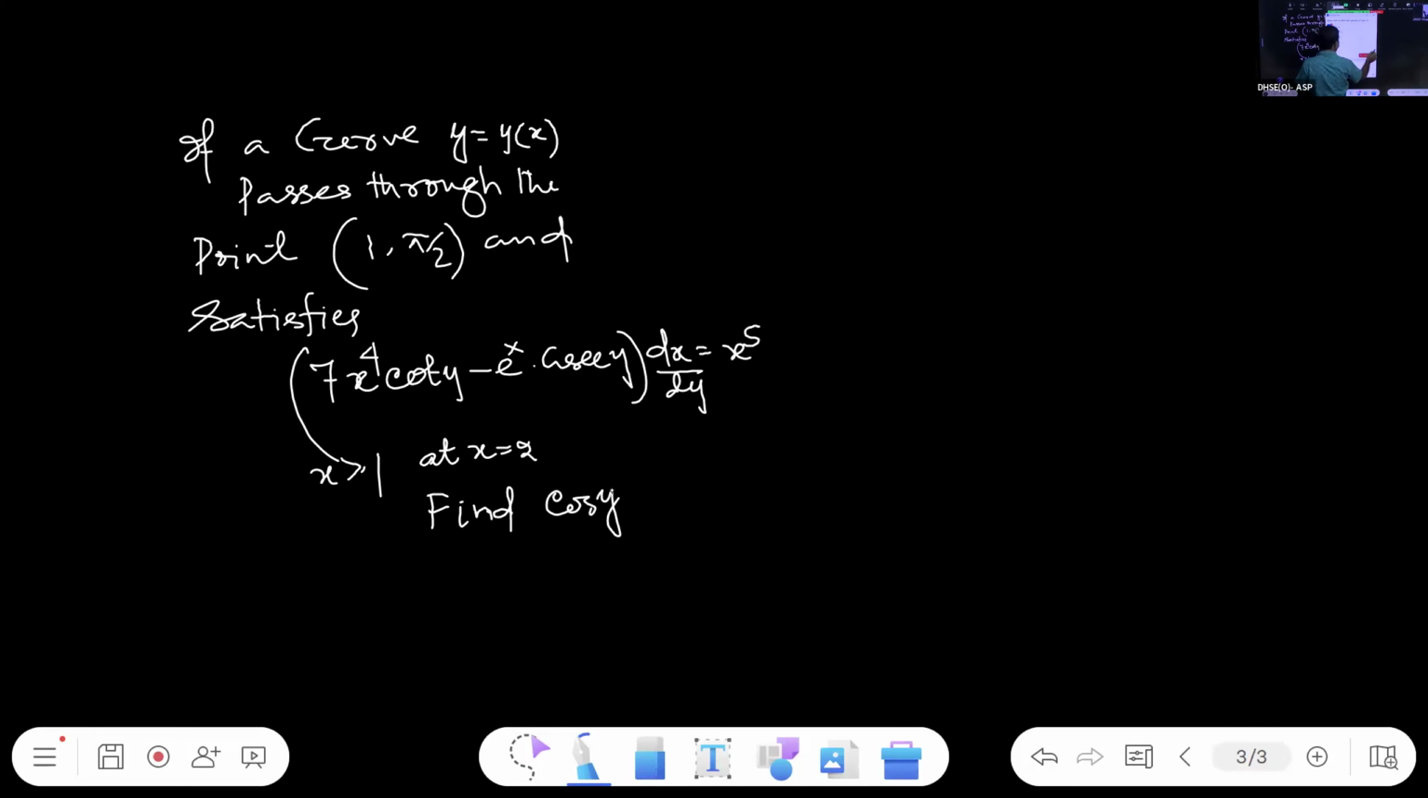What is the answer? Cos pi by 2 is equal to 0. Okay, let me check. Now, since it is not cos pi by 2, at x is equal to 2, cos y answer is not 0. The answer is 2 square plus e upon 64. Irma, what is your answer?